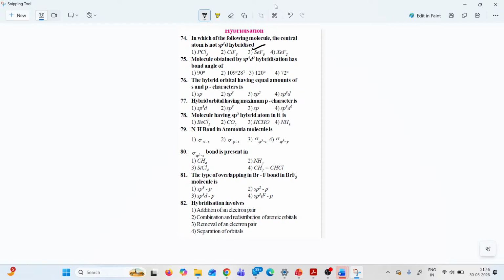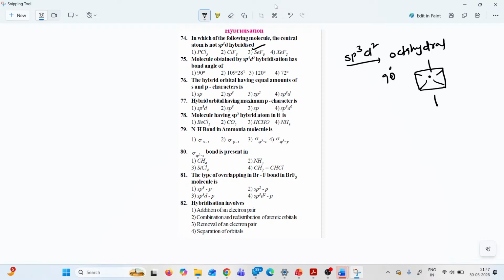Second question. A molecule obtained by sp3d2 hybridization has which bond angle? sp3d2 hybridization means the geometry is octahedral. In octahedral, what is the bond angle? 90 degrees. The octahedral geometry will be like this, with one upside and one downside. So it will come like this. This is called octahedral. Here the central element will be there. The bond angle will be 90 degrees.